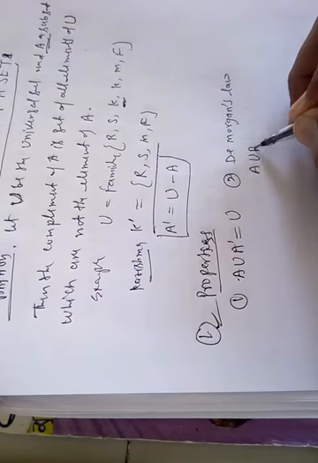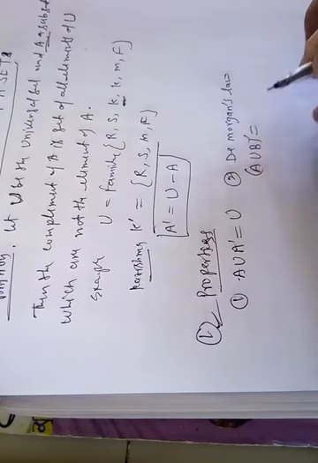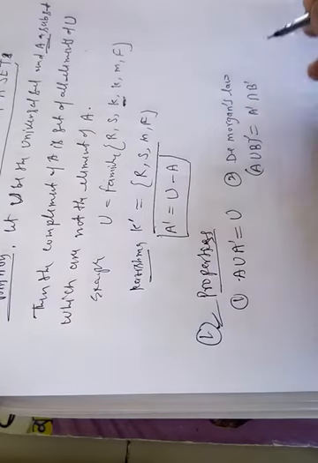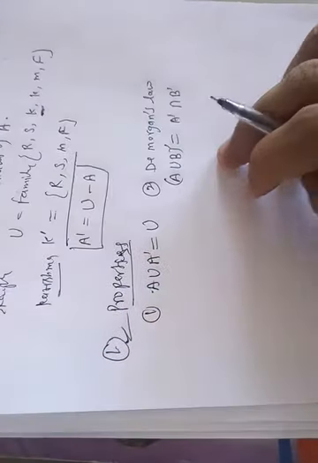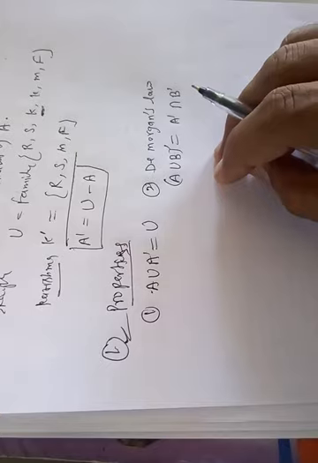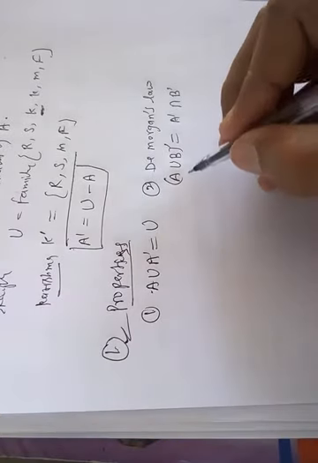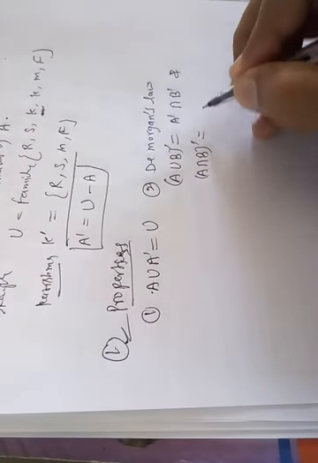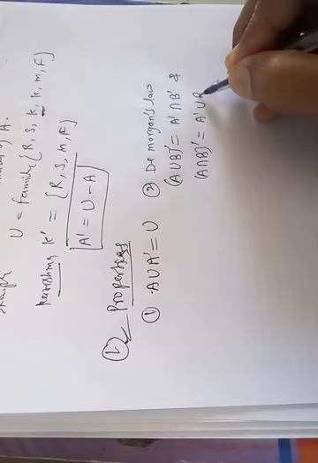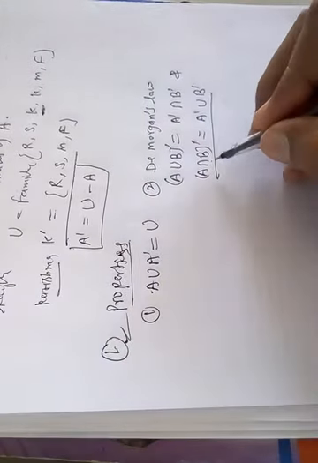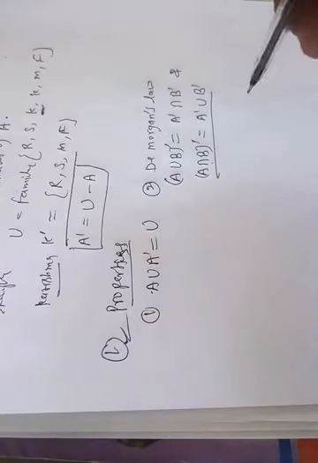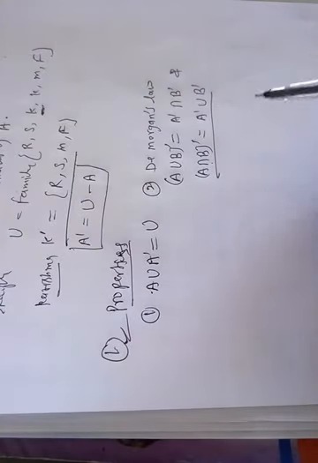(A union B) complement equals A complement intersection B complement. This is De Morgan's law. And (A intersection B) complement equals A complement union B complement. The union and intersection swap when taking the complement.